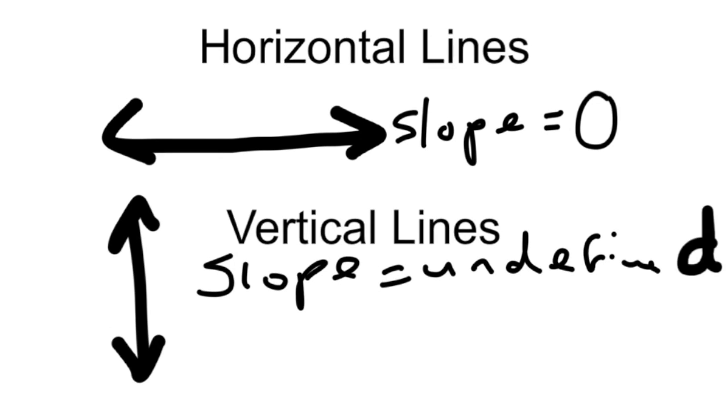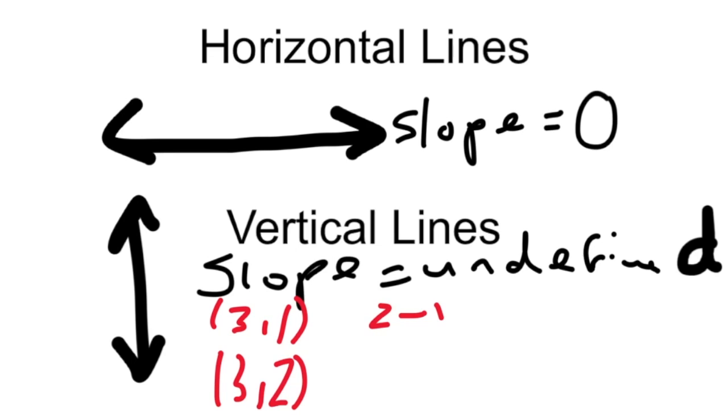The reason is, let's take 2 points on a vertical line. (3, 1) and (3, 2). That would make a vertical line. The y values would be 2 minus 1, and then the x values would be 3 minus 3, which gives you the fraction 1 over 0. And in math, we're not allowed to divide something by 0. 1 divided by 0 is undefined.